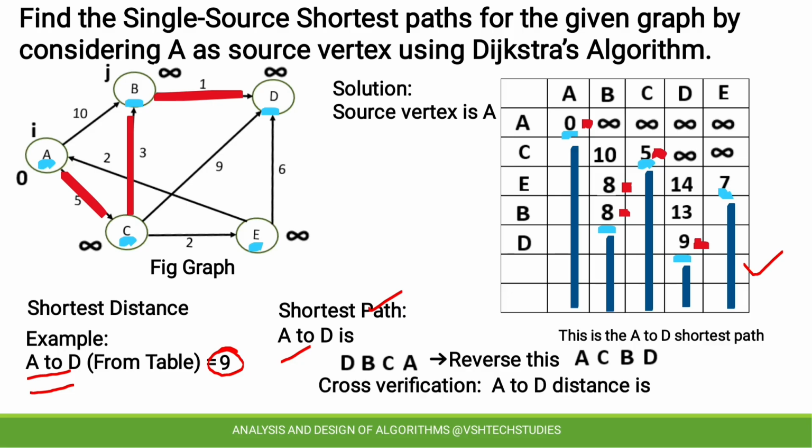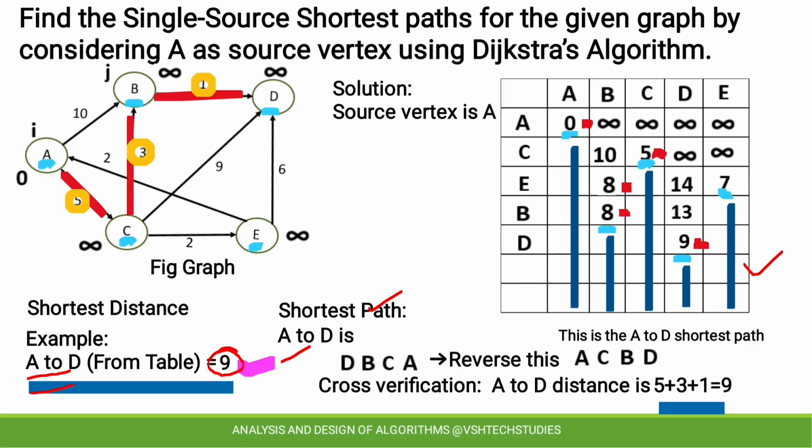So for cross verification of the A to D distance, we'll take the A to C weight, that is 5, then C to B, that is 3, then B to D, that is 1. So 5 plus 3 plus 1 is 9. So this is calculated now. Actually it was found from the table as 9. So that is the same as according to the shortest path. So that completes the solution.